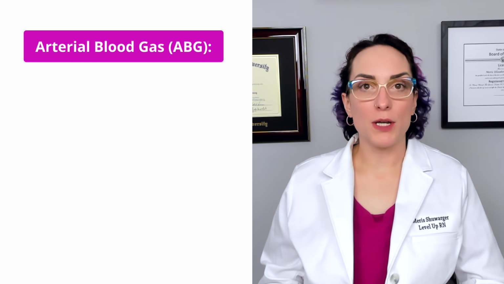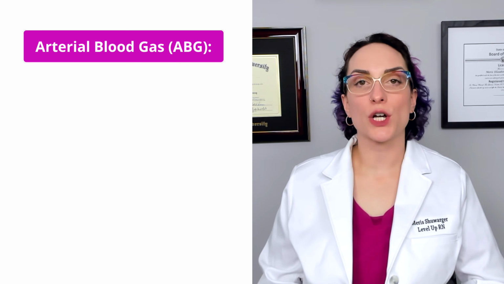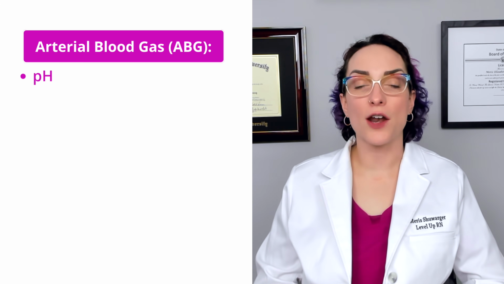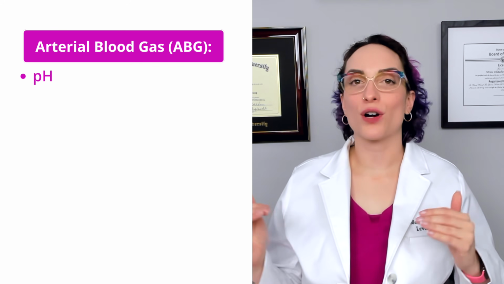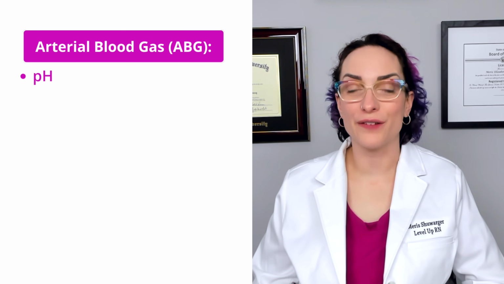So in the ABG, one of the most important things that we're going to look at is what is the pH of that arterial blood? Is it acidic? Is it alkaline? Or is it in that perfect homeostatic range that we love so much?